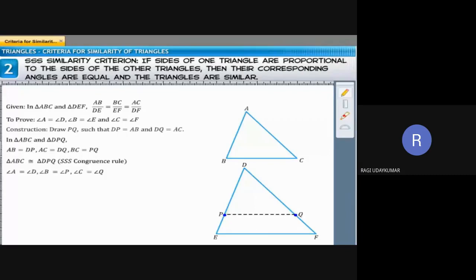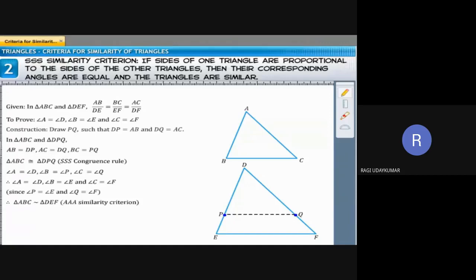Now P equals E we have already proved. Therefore B equals E, and Q equals F we have already proved, so C equals F. So all the angles are equal. Is it clear? Yes, angles equal we have proved. Three sides proportional means angles are equal, as we have proved.